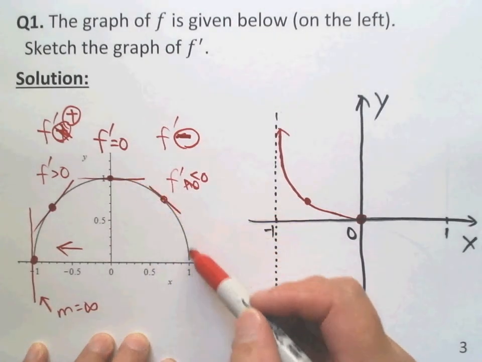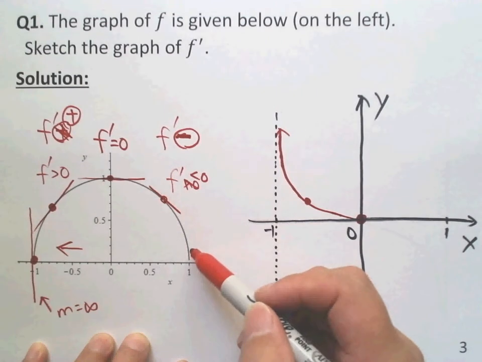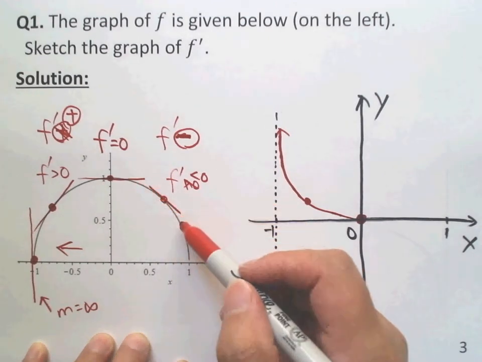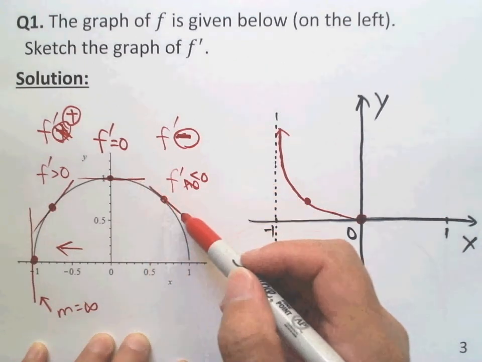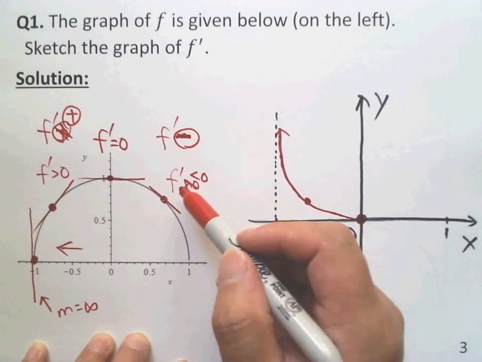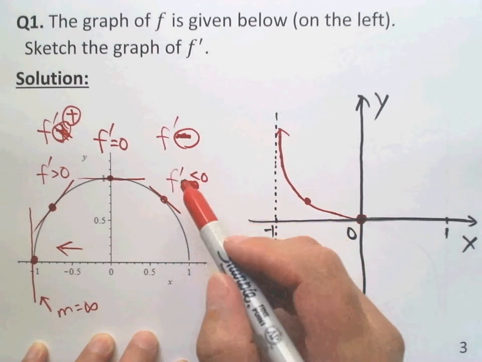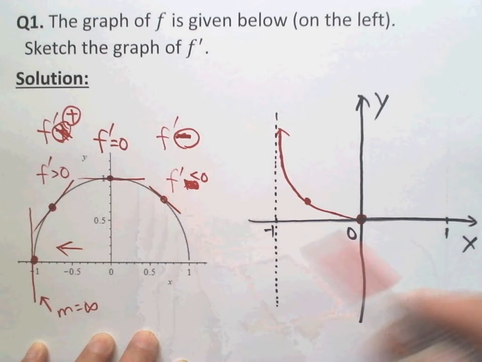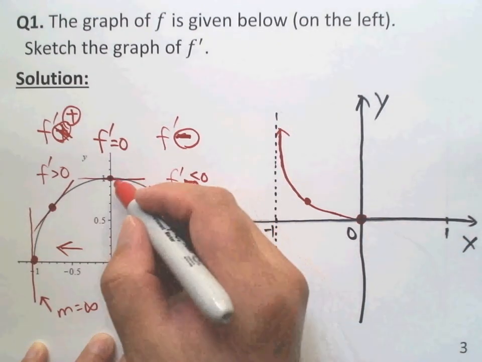So let me explore any points on the right side of 0. Because the function decreases, the slope goes down. Therefore, the derivative, the tangent, goes down. So the derivative is less than 0. The slope is less than 0, the derivative is less than 0. So all is less than 0.